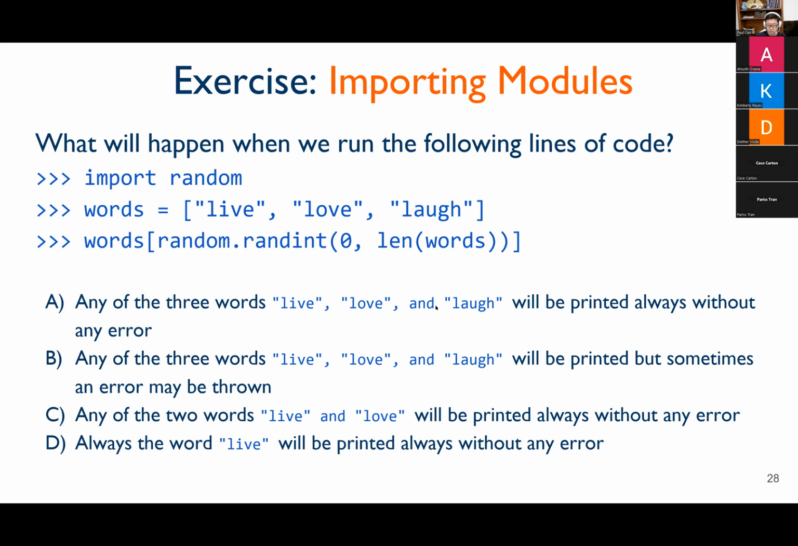All right, so let's look at importing. Random is a package, and random has many functions. One of them is called randint. If I have words and then say randint from 0 to the length of the words, what will be printed out by this one? I want to first explain what randint does.